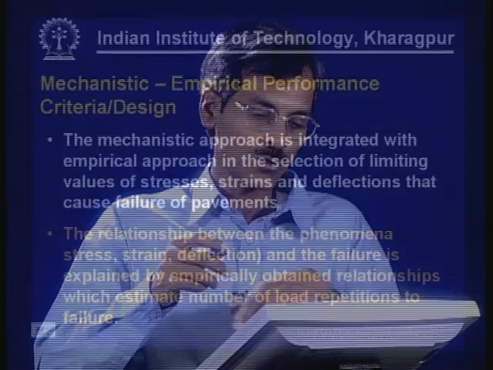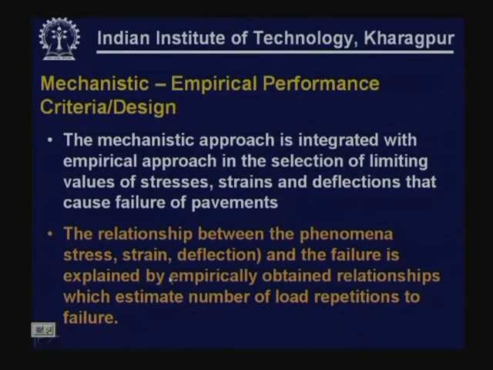So the relationship between the phenomenon and the failure is explained by empirically obtained relationships. Again, we have to correlate, using some statistical means, the performance with the mechanistic parameters, so some amount of empiricism is always going to be there, because you always have to go to the field, observe performance and then correlate that to the design parameters. In this case, these are mechanistic parameters, some critical stress, critical strain or critical deflection that we consider to be important for the performance of the pavement. We are going to correlate these parameters to the pavement performance that has been observed. So that correlation is always there, and some amount of empiricism is always going to be there.